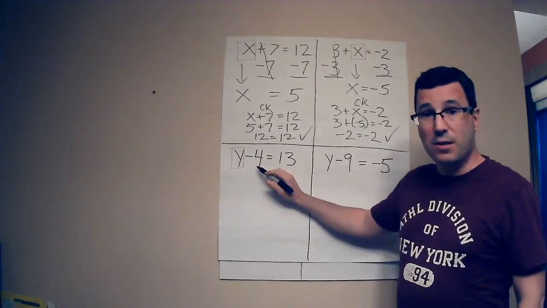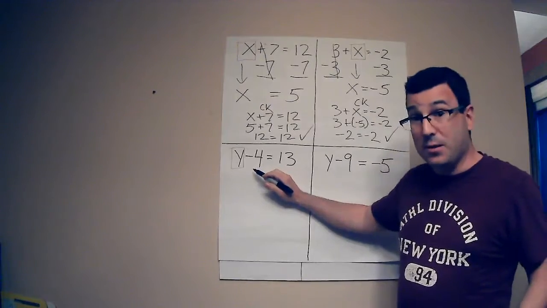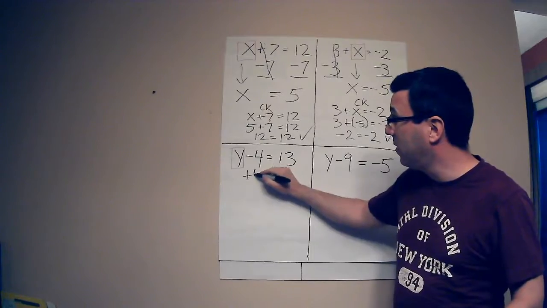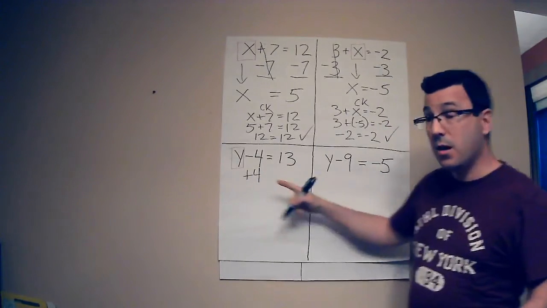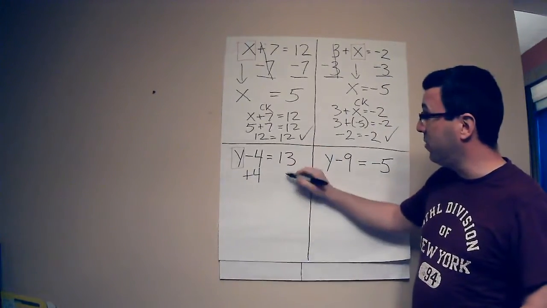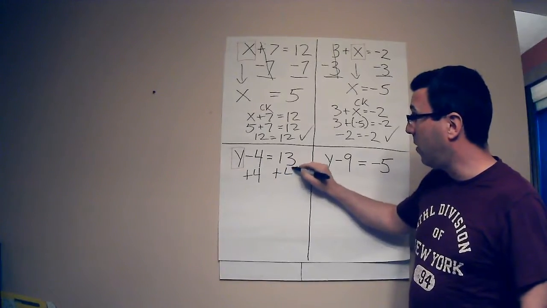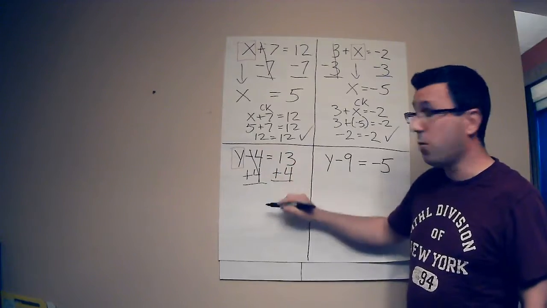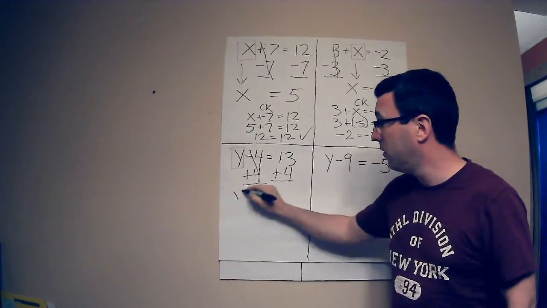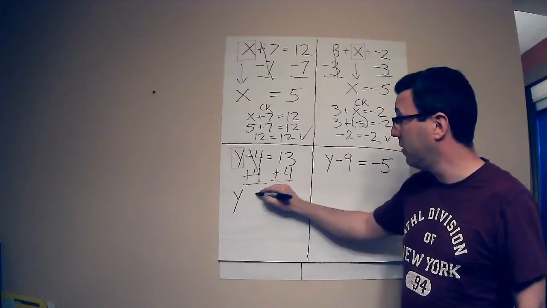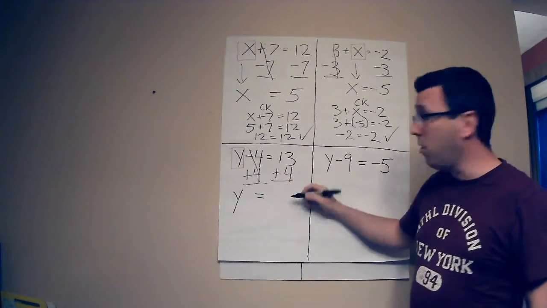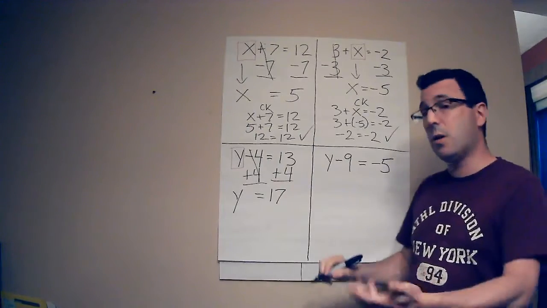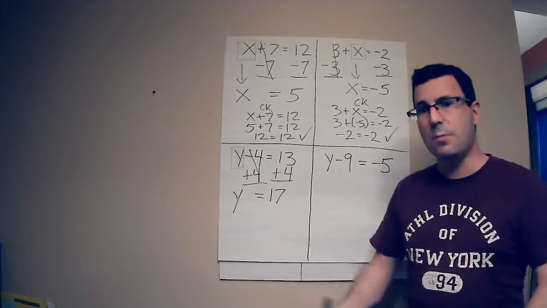So I have this minus 4 on the same side. Well, what's the opposite of minus? It's add. I'm going to add 4. I need to keep this balanced, so I'm going to do the same thing on the right-hand side. I'm going to add 4. These 4's cancel out. Y comes down. 13 plus 4, 17. Alright, this one I'm not going to check just because I want to keep this going.